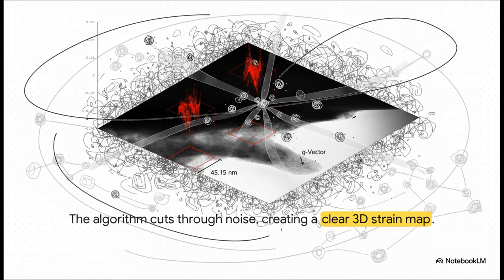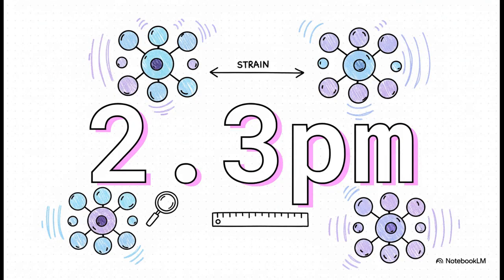The answer is absolutely yes. Just look at this. The algorithm just slices right through all that static and pulls out these incredible, clear 3D plots. It's showing the precise strain in different parts of the material. It found the hidden tension, the secret story that the atoms were telling. So what did it actually find in all that mess? It measured the difference in spacing between the atoms in two different regions, and that difference was just 2.3 picometers.